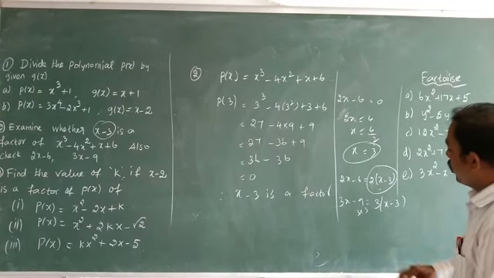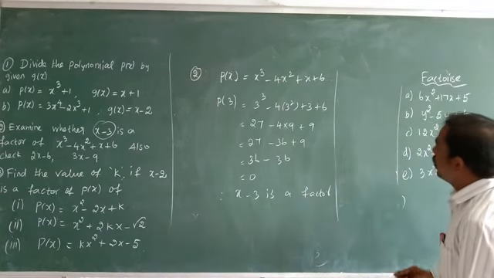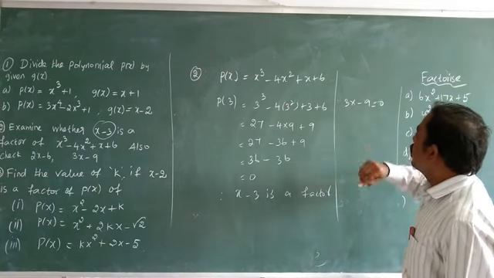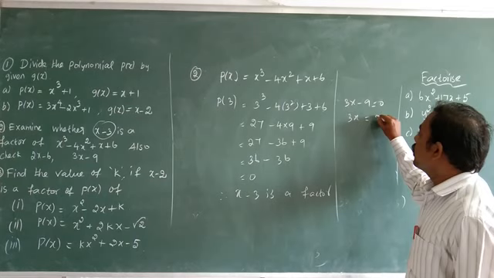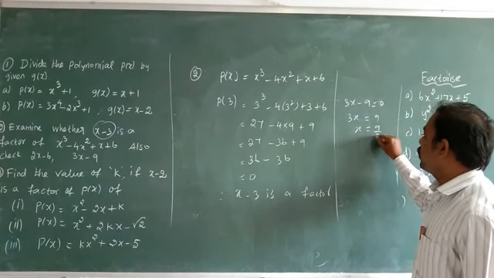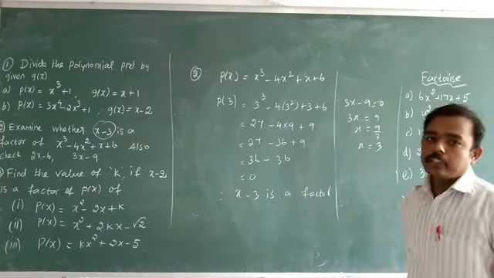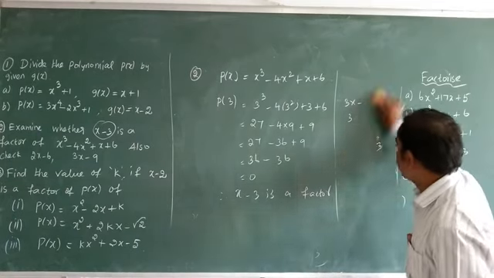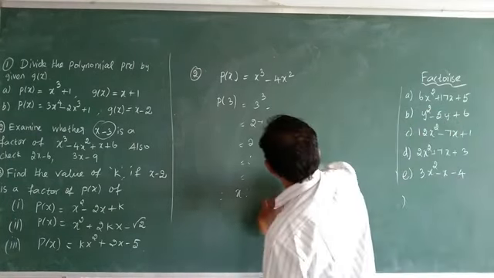Or another way, just find the 0 of the polynomial 3x minus 9. So 3x equal to 9, so x equal to 9 by 3, that is x equal to 3. So x equal to 3 is a factor. So like that we can check. Right. Next problem.